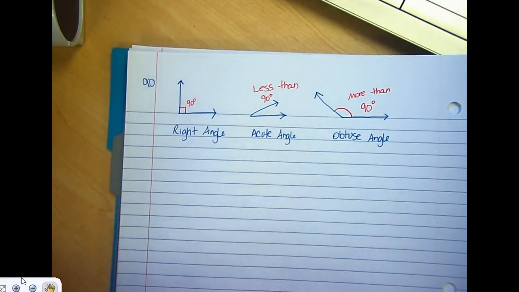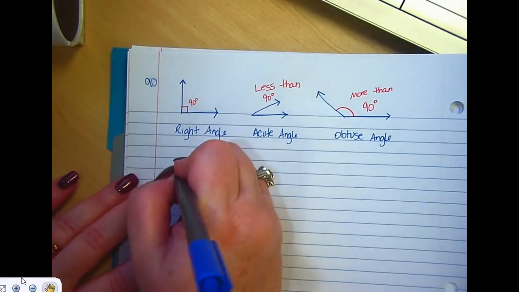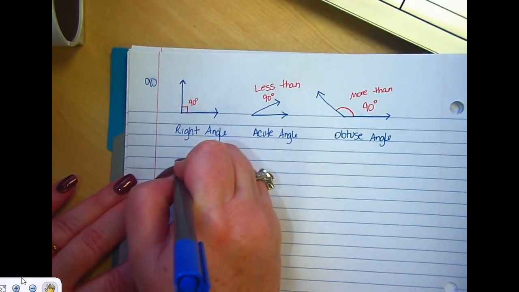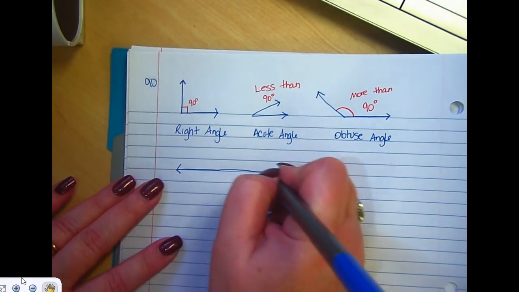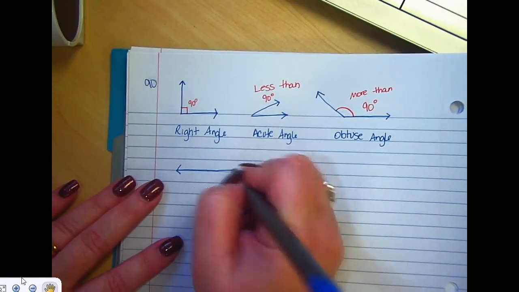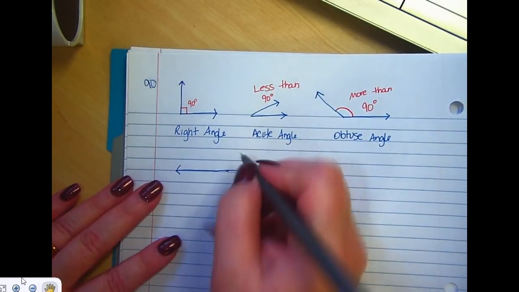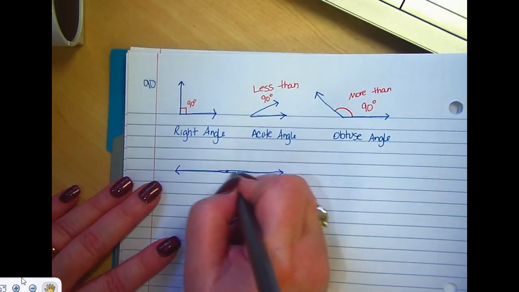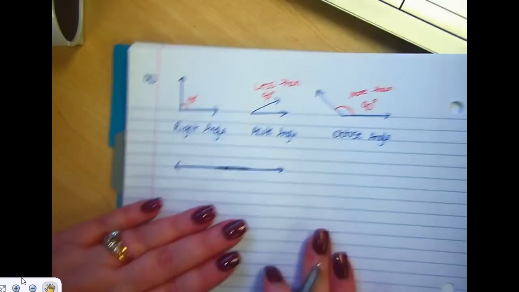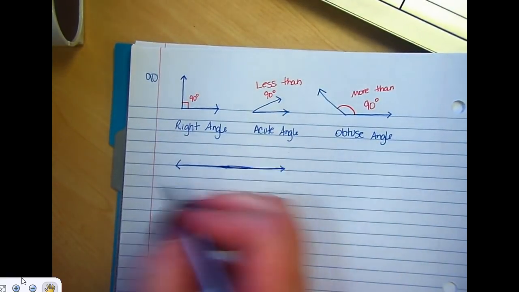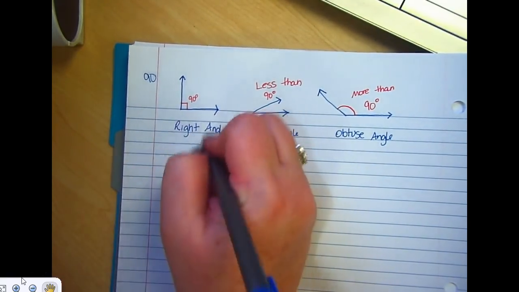There's one more, and I don't know that you've learned this one yet. It's a straight line. So if our vertex was right here, it should be a little bit straighter than mine is. I've got too much in my journal, and all the foldables are making it bumpy. This is a straight angle.